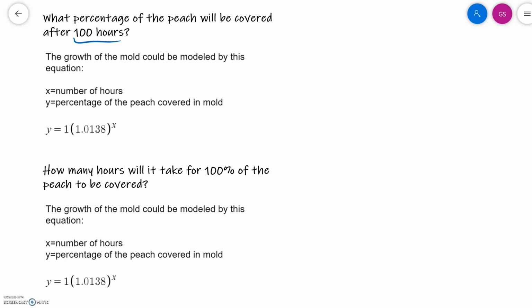And the question is, what is this 100 hours? Is it X or is it Y? If I look right here, X is the number of hours. So I'm just going to take the equation, Y equals 1.0138. And since 100 is X, I'm just going to substitute 100 in for X.